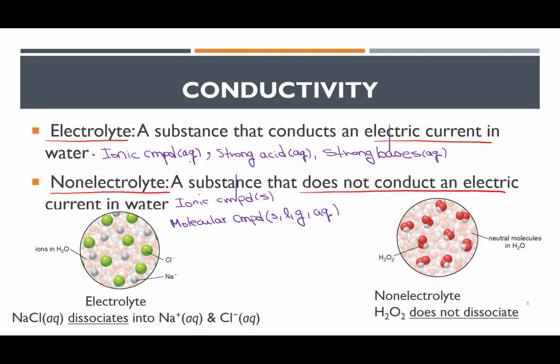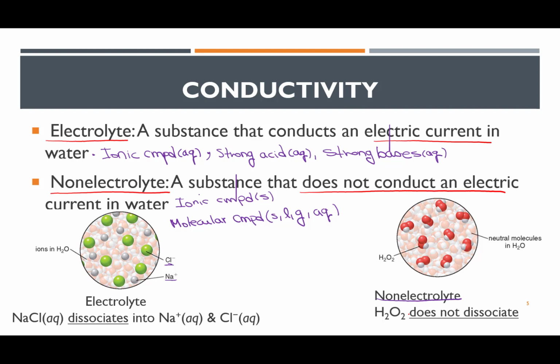As you can see in this example, that's sodium chloride in aqueous state, and it will dissociate into the ions that it is made out of. That's why those positive and negative charges make it a good conductor of heat and electricity. Whereas in the second example, hydrogen peroxide is made of two nonmetals. Therefore it's a molecular compound. No matter what the state of it is, it cannot conduct electricity because it's not made of ions.